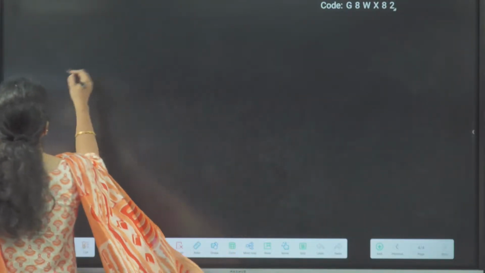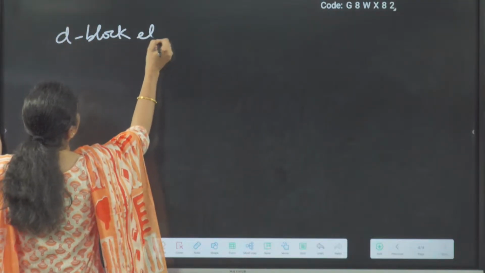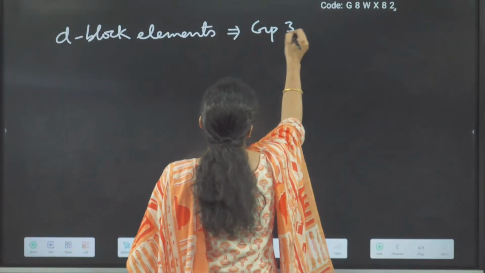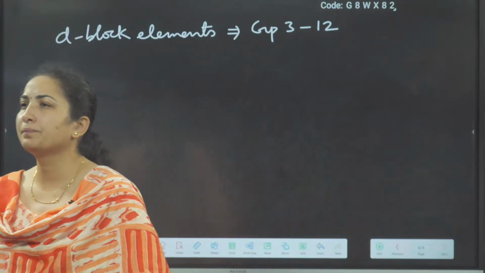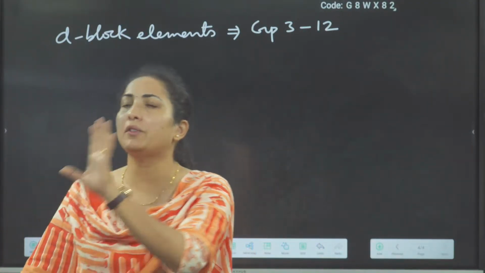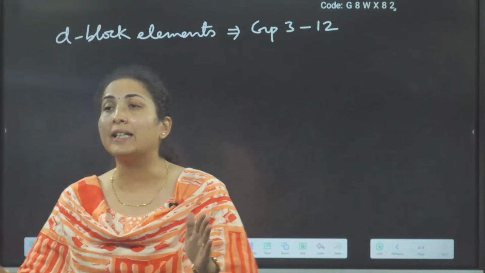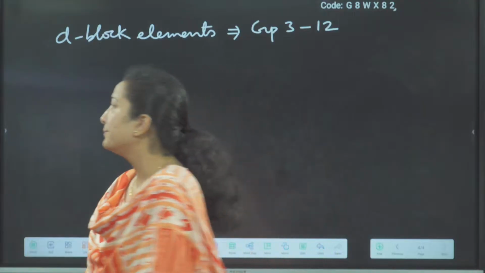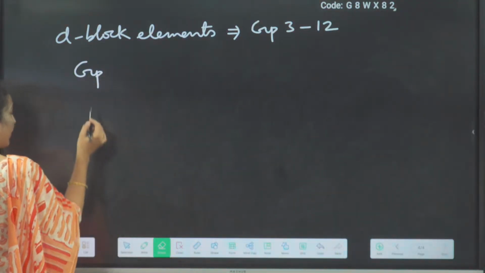Now here I am writing D block elements. They belong to group 3 to 12, right? And we are going to see them here. Okay, we have learned about S block, we have learned about P block elements, now we are going to learn about D block elements. And what is the group which is dedicated to D block elements? It is group 3 to 12. Okay, now group 3 elements I am going to write down here.